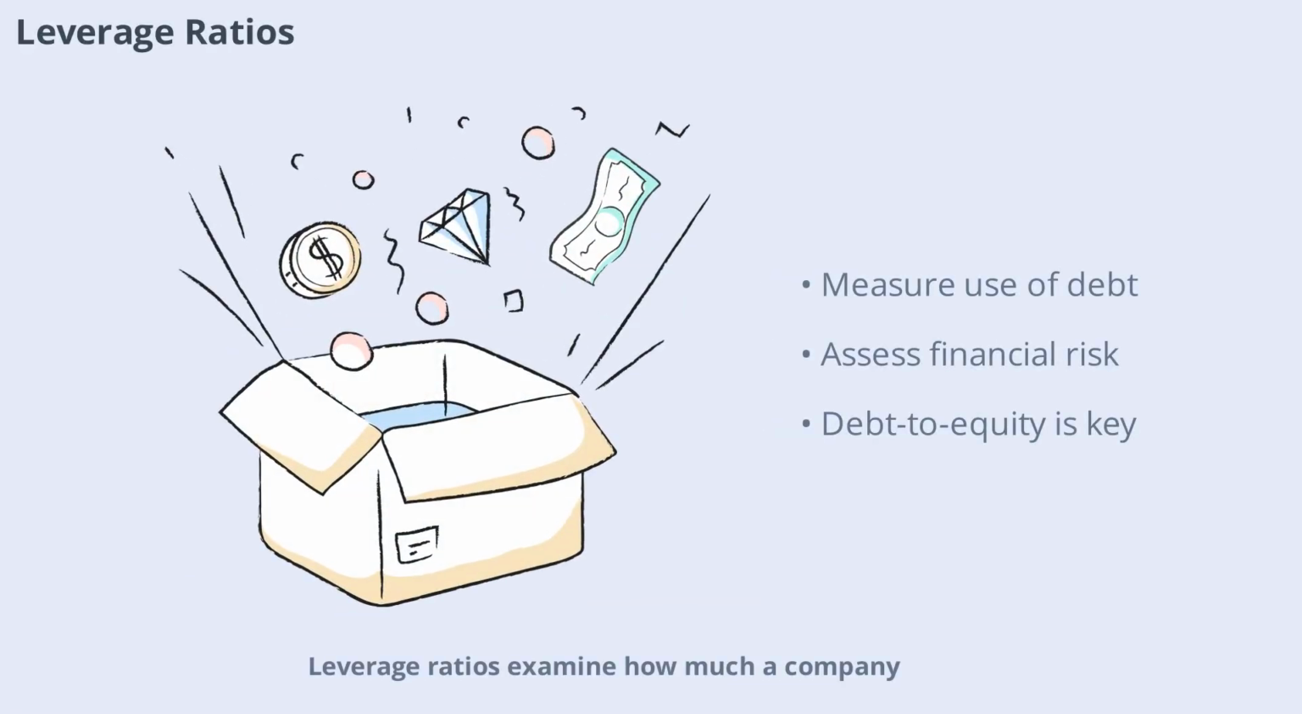Leverage ratios examine how much a company relies on debt to finance its operations. These ratios help assess financial risk and long-term stability. Common leverage ratios include the debt-to-equity ratio and the interest coverage ratio. Investors and creditors use these to judge whether a company is overextended or managing its debt wisely.